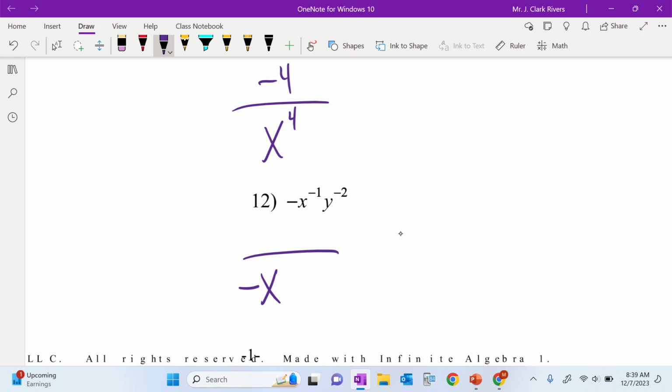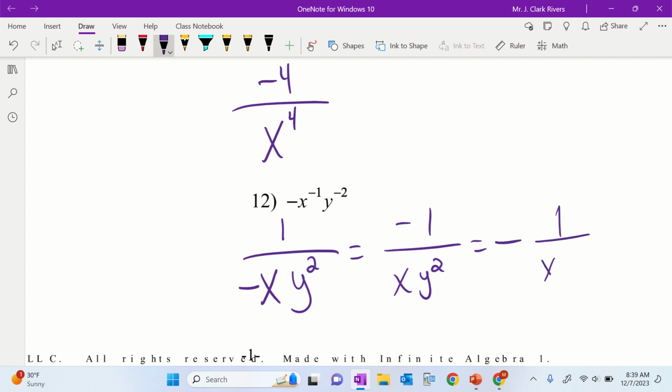Y to the power of -2. That's in the numerator. We move it down to the denominator. It becomes y to the power of +2. Think about what's in the numerator. 1. Now keep in mind this negative sign. It could go in the numerator, -1 over xy squared. It could go out front.